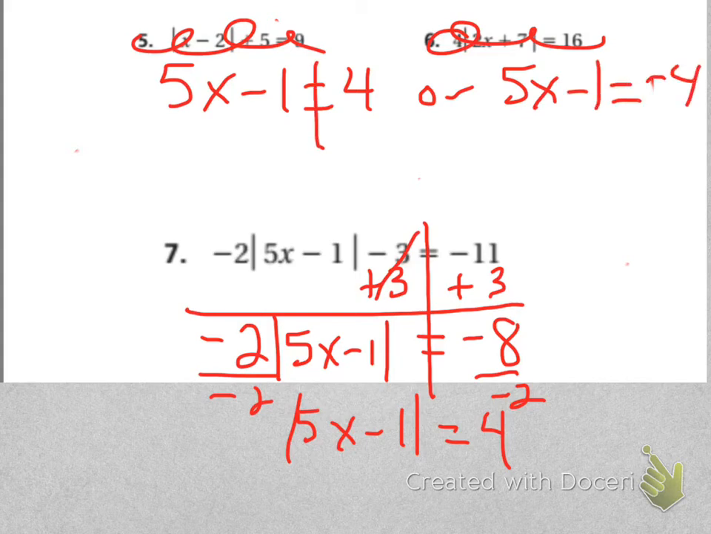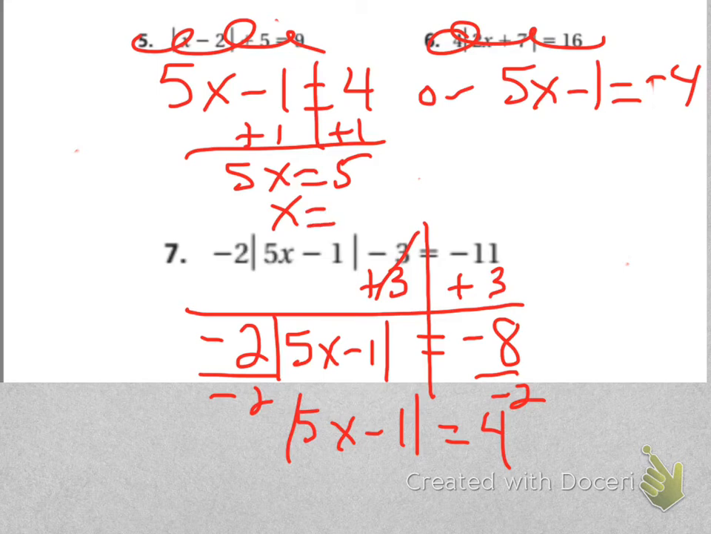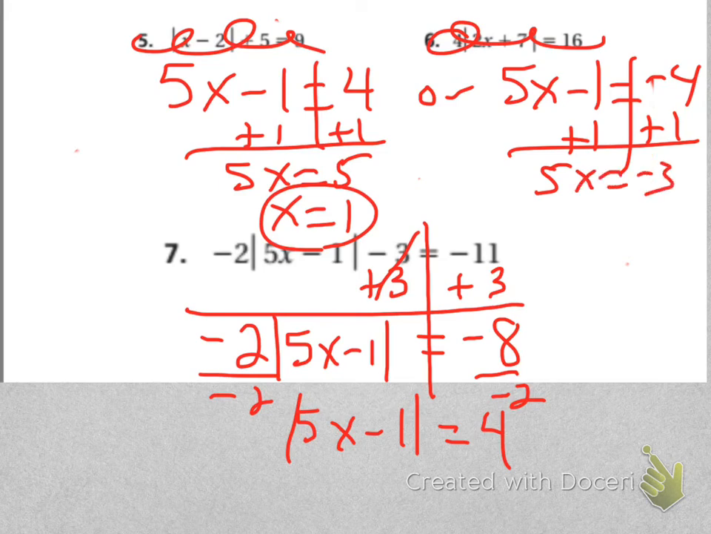And then we solve. So plus 1, 5x equals 5. So x equals 1, that's one of our answers. Plus 1, 5x equals negative 3, divided by 5, divided by 5. So negative 3/5 is your second answer.